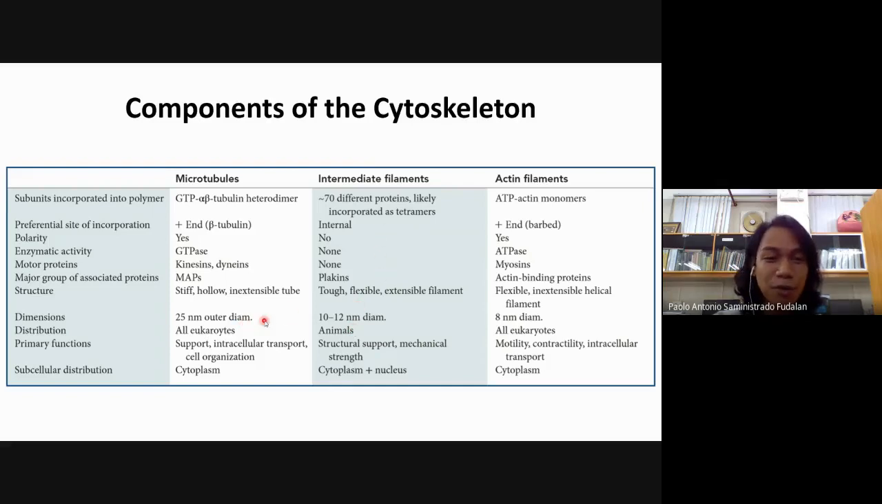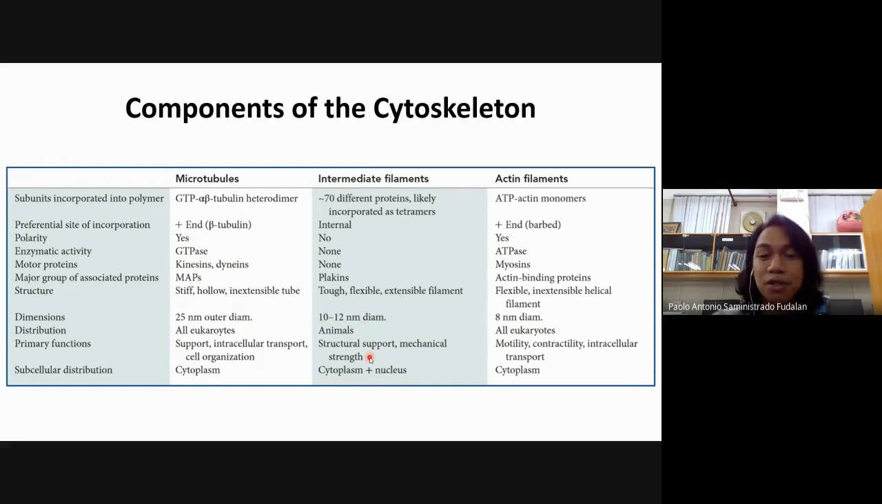So what else can we see from here? Their dimensions. The thickest will be the microtubules. Intermediate filaments follow, and the thinnest are the actin filaments. That's why actin filaments are also known as the microfilaments. And then in terms of distribution among living things, intermediate filaments are only found in animal cells. So not in plant cells.